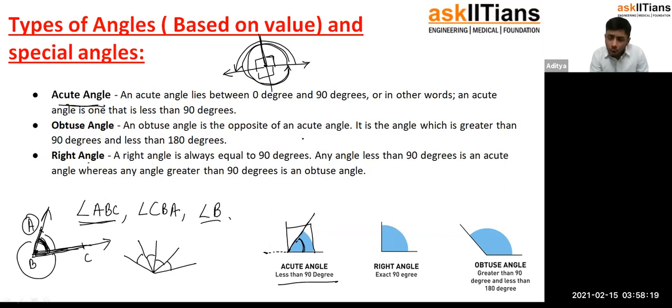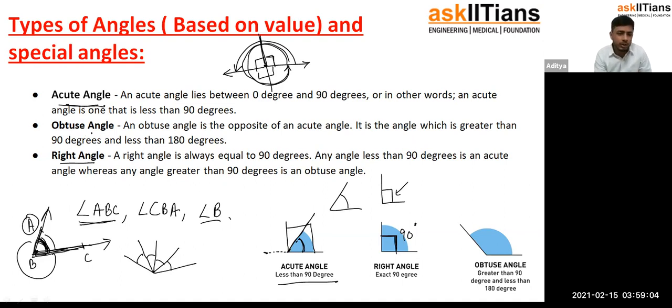An obtuse angle is the opposite of an acute angle, because it is the angle which is greater than 90 degrees but less than 180 degrees. Before that, let us discuss the right angle first. A right angle is always equal to 90 degree. Any angle less than 90 degree is an acute angle, whereas any angle greater than 90 degree but less than 180 degree is an obtuse angle. A 90 degree angle is often represented by this symbol. Any random angle is represented by a curved line, but a 90-degree angle is always represented by a square like this. This automatically means a right angle, or a 90-degree angle.